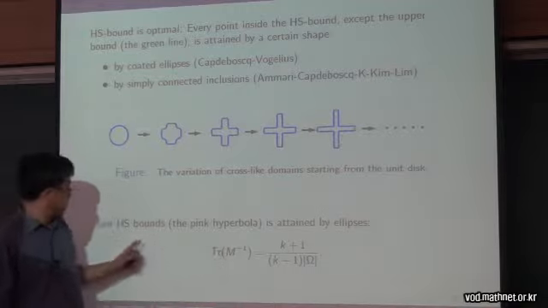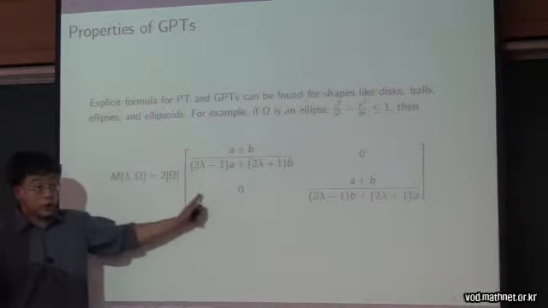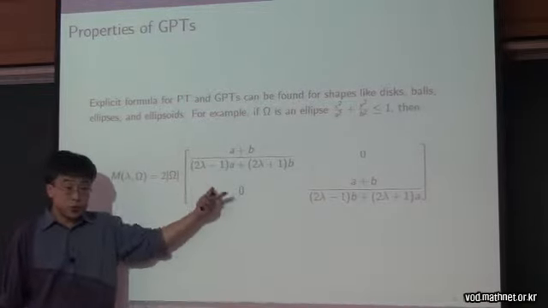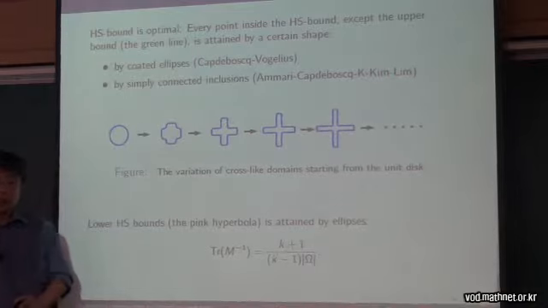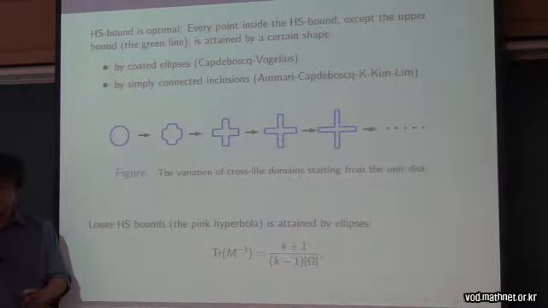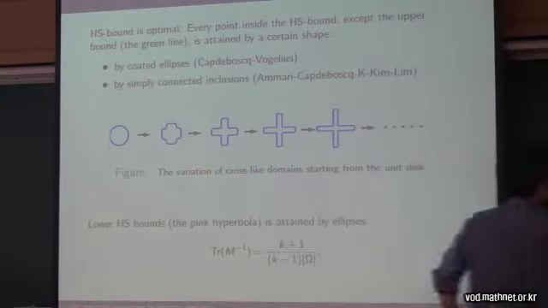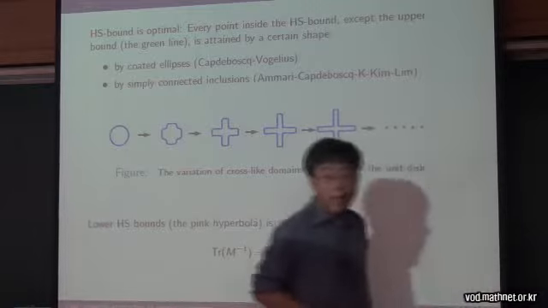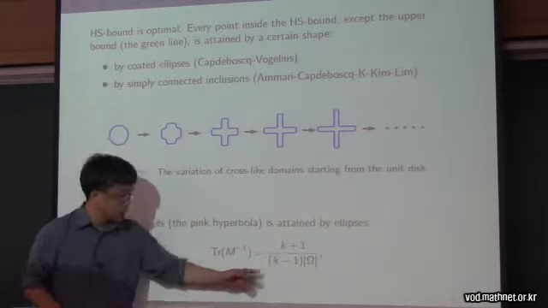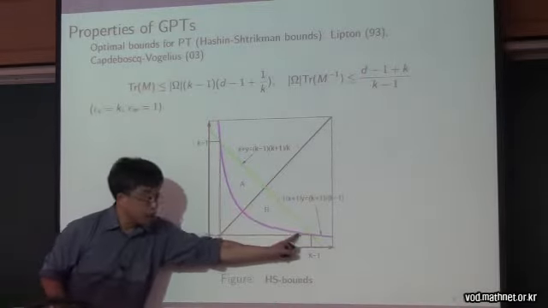And this line corresponds to, so if it is an ellipse, I computed the ellipse, and you take the inverse of this, then you can see immediately that the polarization, I mean, the trace looks like this. This is 1 and this is k. Okay? This is exactly this line.